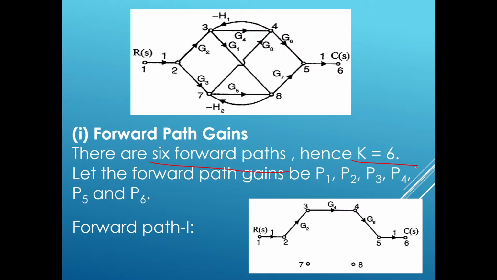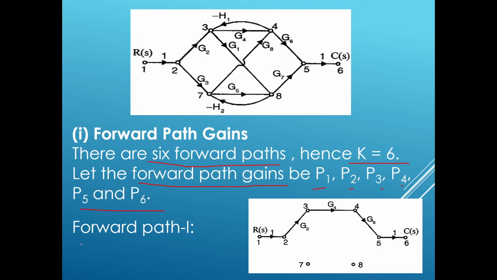So what is the K value? K value is 6. Very good. Keep it up. So 6 forward paths are there, that means K value is 6. So for the forward path gains, let us give some notations for the 6 forward paths: gain values P1, P2, P3, P4, P5 and P6.